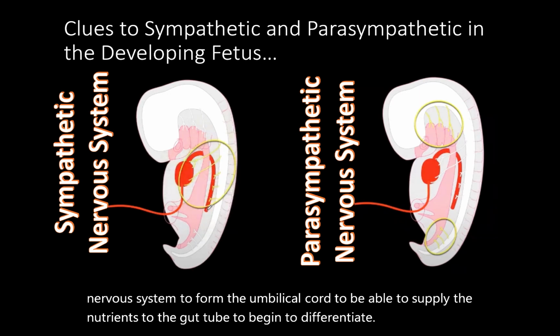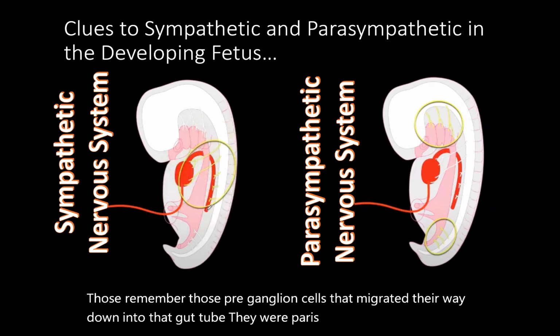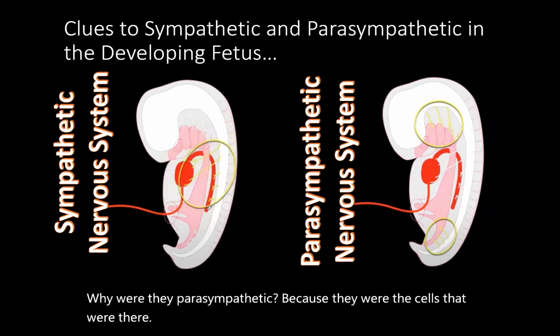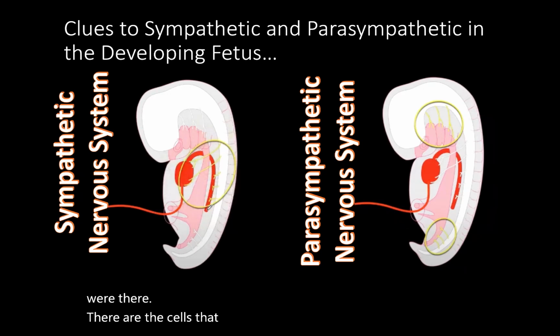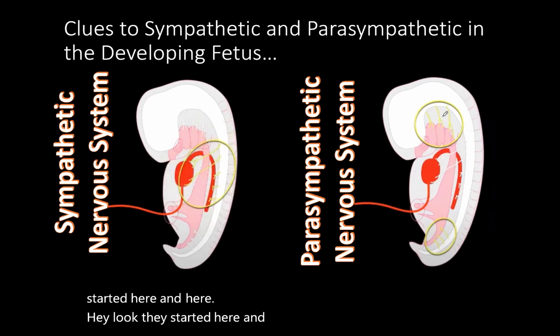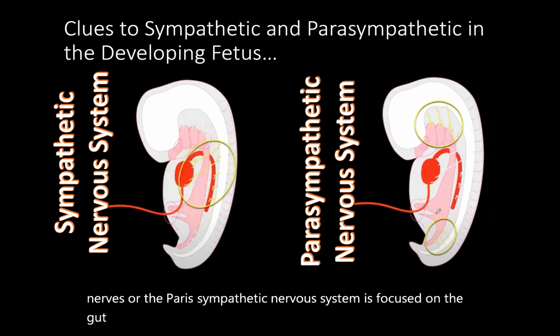Right? Remember those preganglion cells that migrated their way down into that gut tube? They were parasympathetic. Why were they parasympathetic? Because they were the cells that were there. They are the cells that migrated into that area. Right? They started here and here. Look, they started here and here. And so the parasympathetic nervous system is focused on the gut because they are the cells that are closest to the gut.